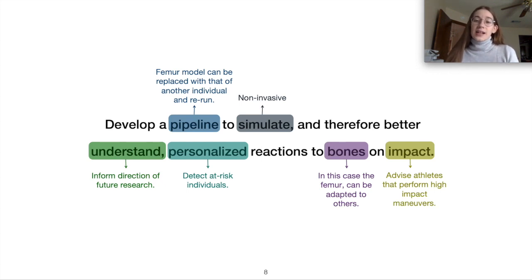And I also highlighted the word bones because in this case I'm doing a femur, but you could do the same thing with different muscles or different bones, your arms, your knee, everything, right? And then impact, this can also be used to advise athletes who do high impact maneuvers. This is just one of the applications that this type of study could have. I'm not applying it in this case, but you could potentially.